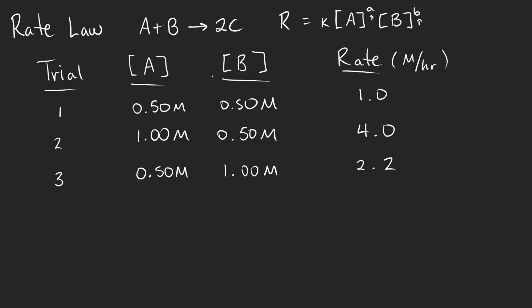For trial 1, we have A at 0.50 molar, B at 0.50 molar, and then the rate at which you measure this, right? Rate can be measured in all sorts of different ways, but for this experiment, you might choose molar per hour. So the rate here is 1.0. For trial 2, A has a concentration of 1.00 molar, B has 0.50 molar, and the rate is 4.0. For number 3, A is 0.50 molar, B is 1.00 molar, and the rate is 2.2.